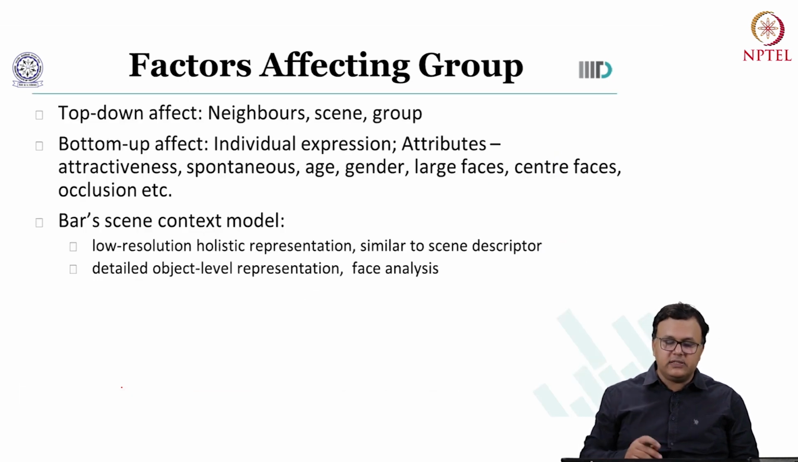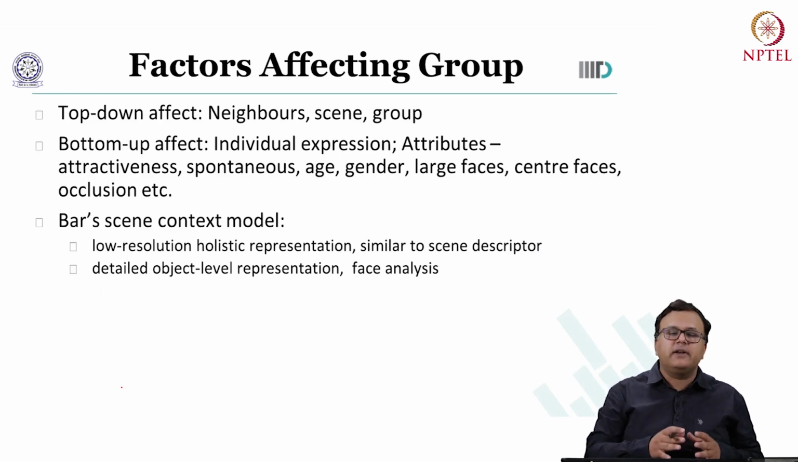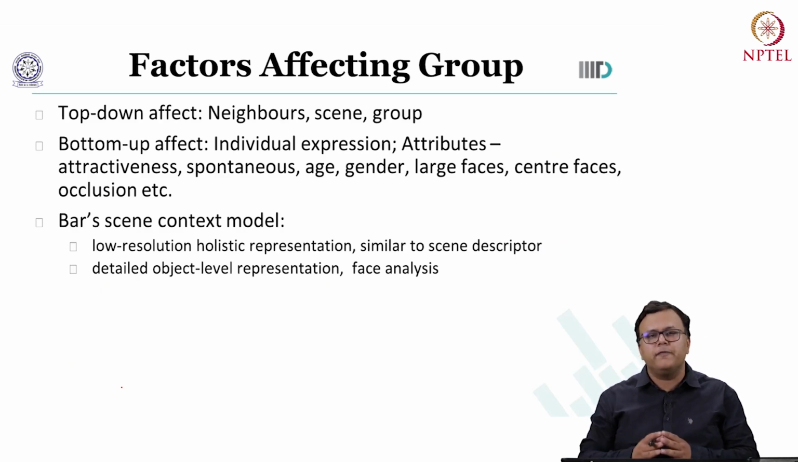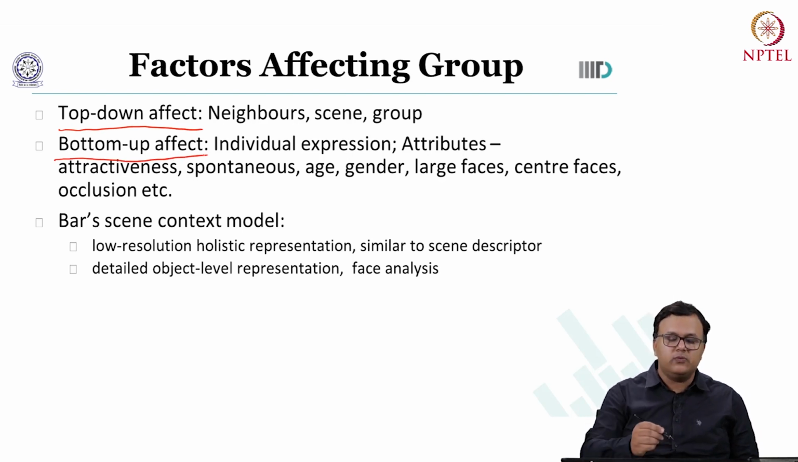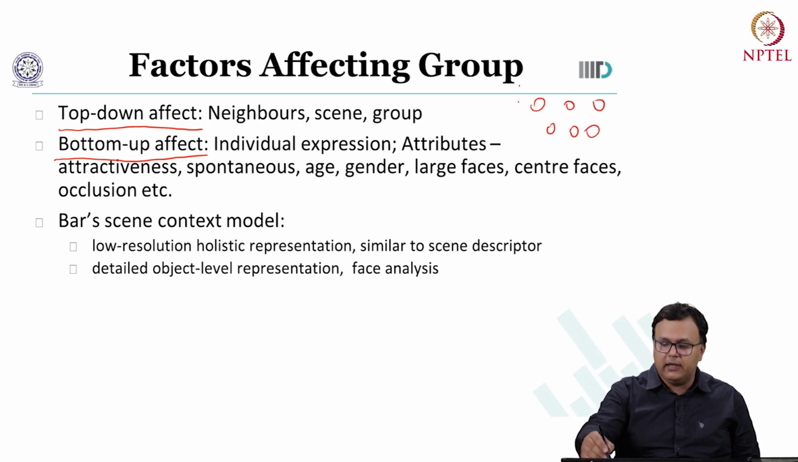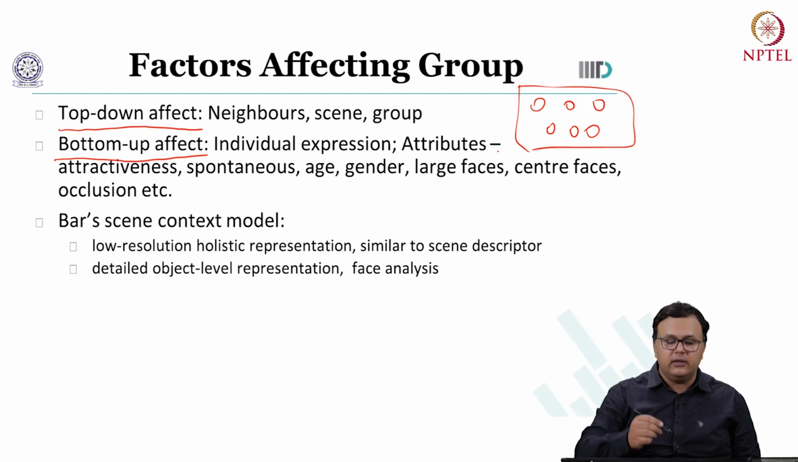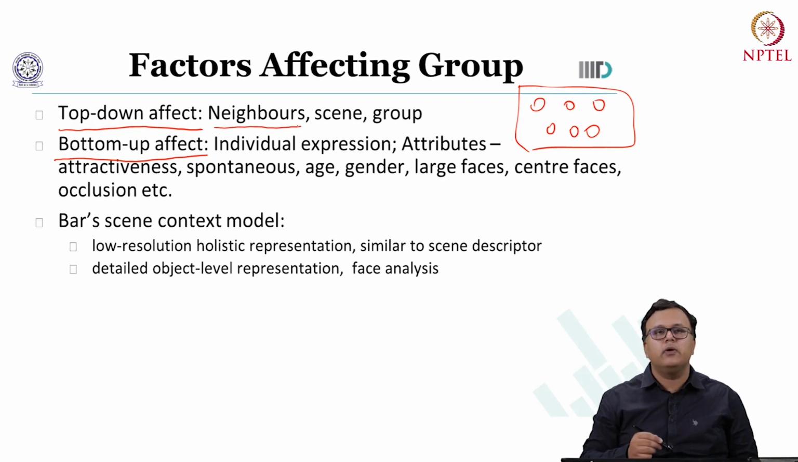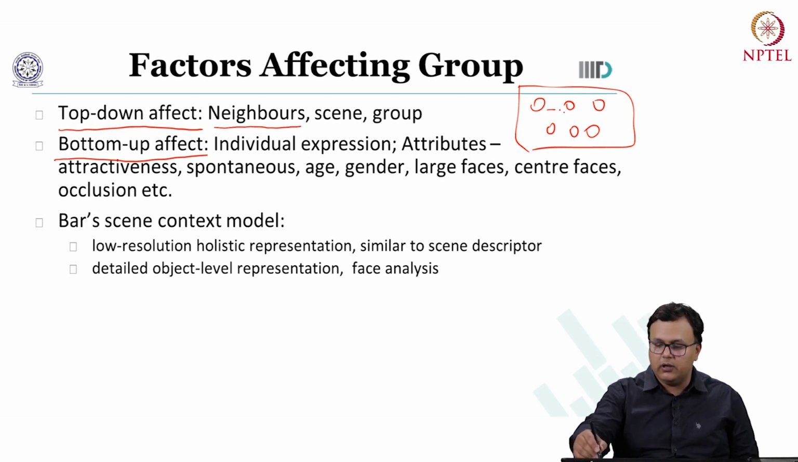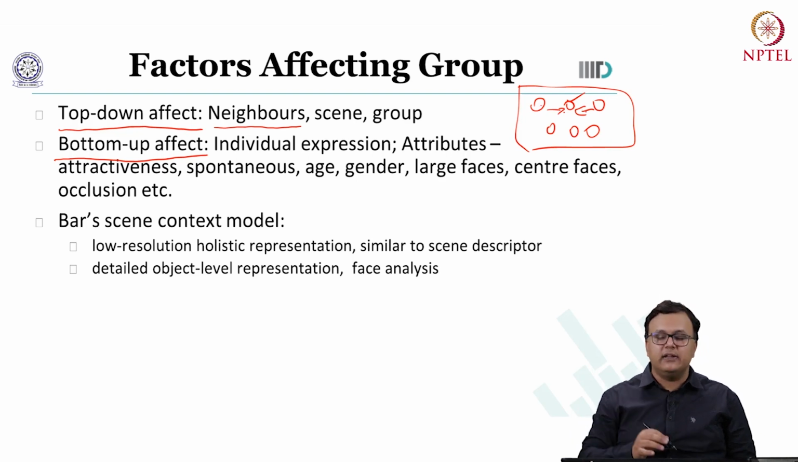Now, moving forward in this, we group these factors which are affecting the perception of a group of people into a top-down affect and bottom-up affect. Now, friends, what is top-down affect? Top-down affect is, here you have a group of people and they are at a particular place, let's say they are at a park. Then what is the effect of the neighborhood of each person on another person? For example, for this subject, what is the effect on his or her expression based on with whom they are standing and where they are standing in the group?